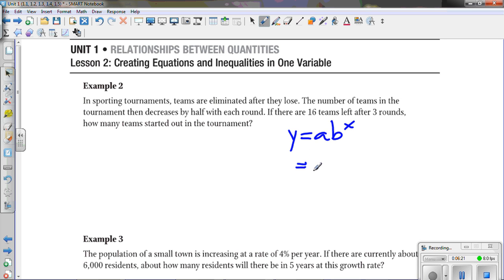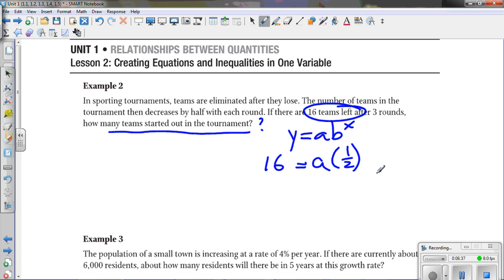So let's plug in what we know. 16 teams left, so that's at the end. So the 16 goes over here. What do we start with? Well, that is the question, okay? So we're going to leave that as the variable. The multiplier is half, since we take half the number of teams each round. And the question says after 3 rounds, so that is the interval. So notice we now have an equation. The purpose of this equation is plug in what you know, find out what you don't know.